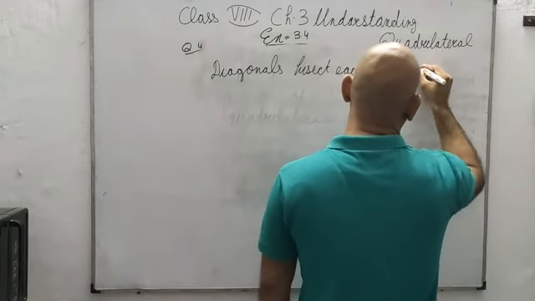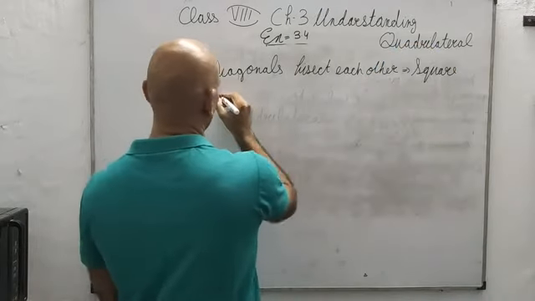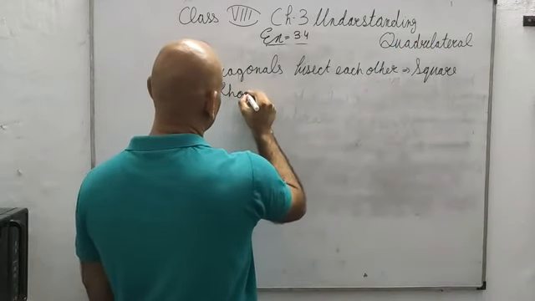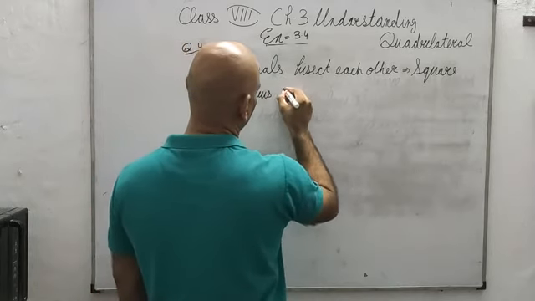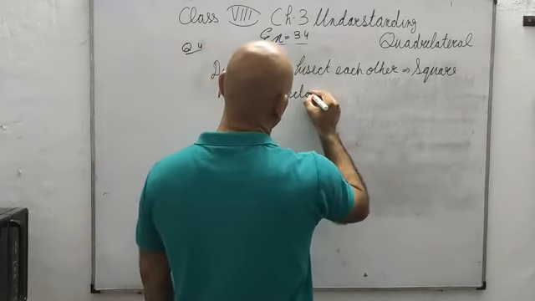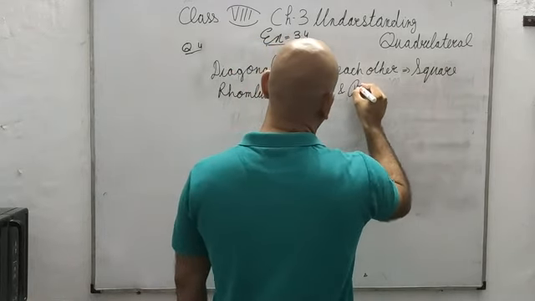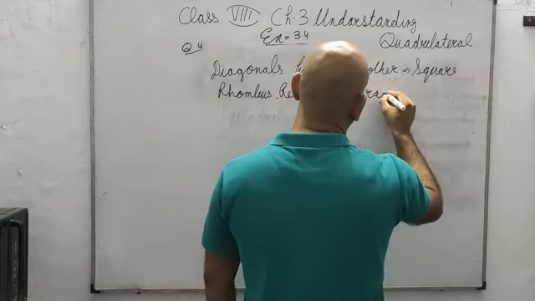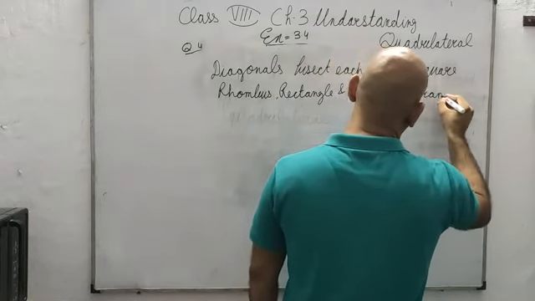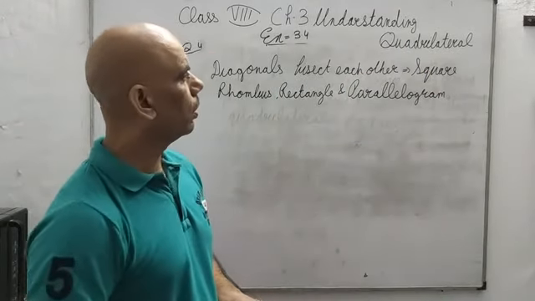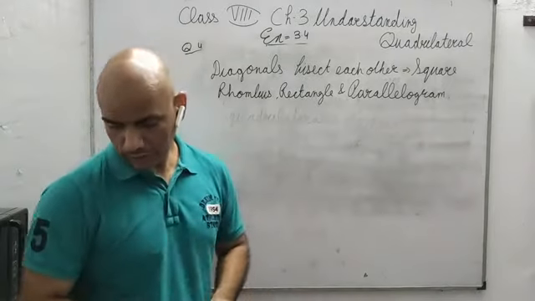What are those? Square, rhombus, rectangle and parallelogram. So all four have the property that their diagonals bisect each other.